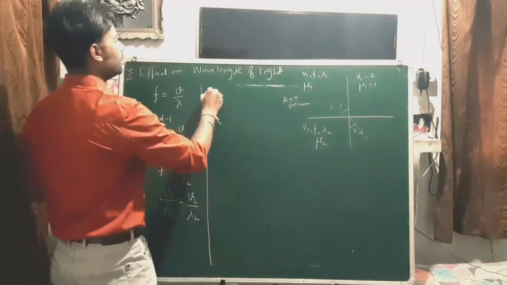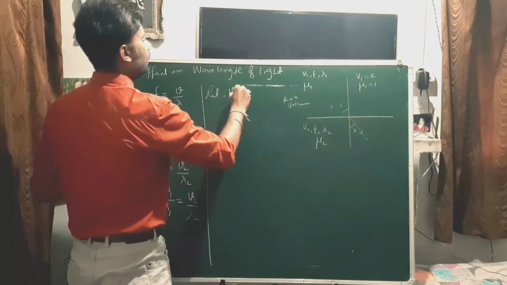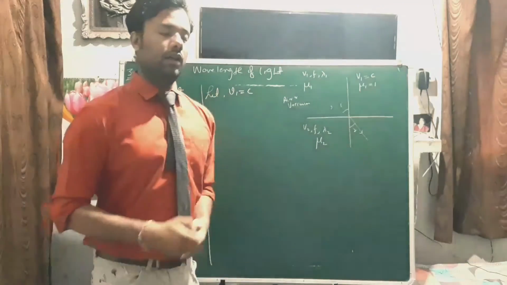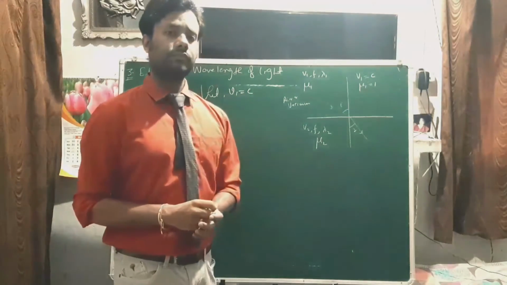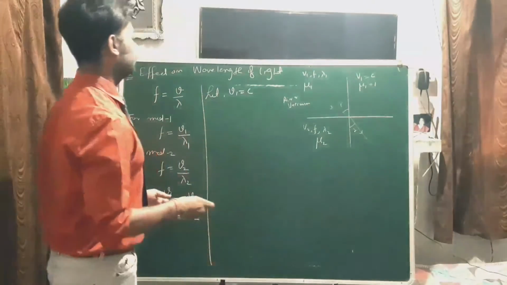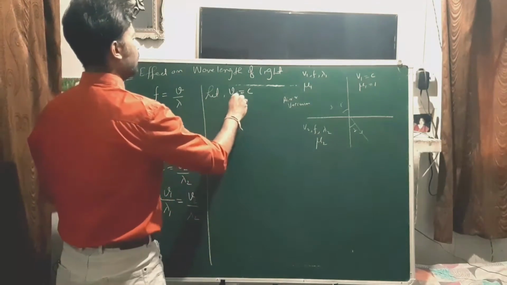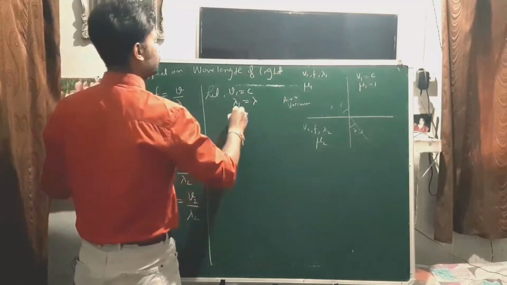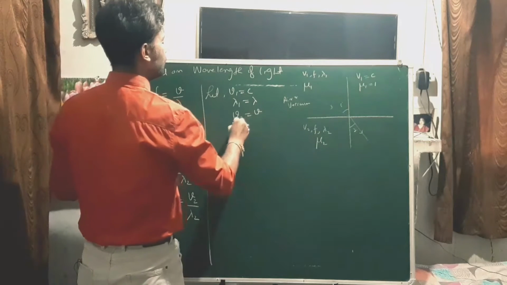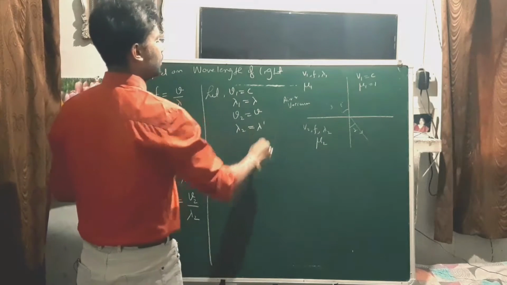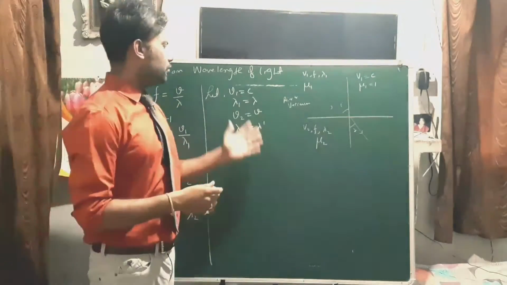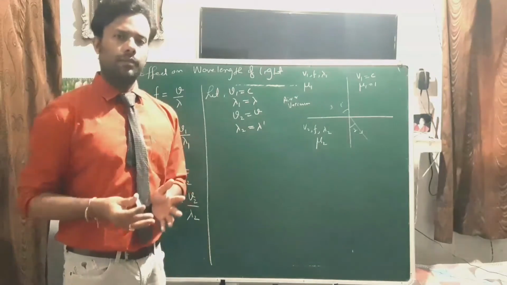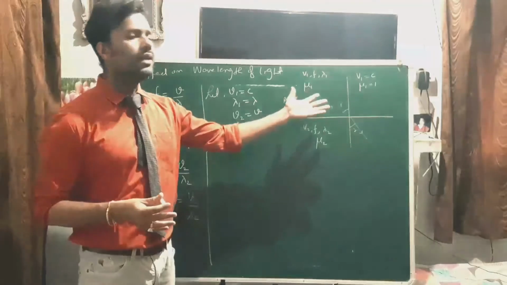Now let v1 equal c. As I mentioned here, v1 is equal to c, because medium 1 is air or vacuum. Lambda 1 is equal to lambda. And v2 is v and lambda 2 is lambda dash. We just change the denotation of the quantity, but there is no change in the concept or no change in the result. We just change the medium, nothing else.